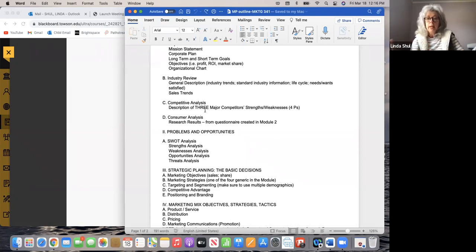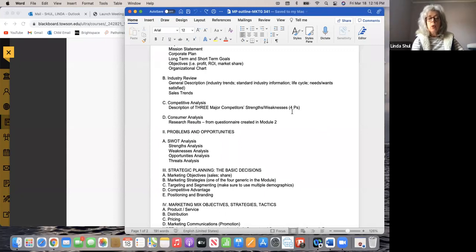You could also bring candy. So candy could be a competitor. It's not a direct competitor, but that's okay. You can have direct and indirect competitors. So for the competition, you have to have 3 competitors. And I want to see the strengths and weaknesses of these competitors by looking at the 4 Ps.